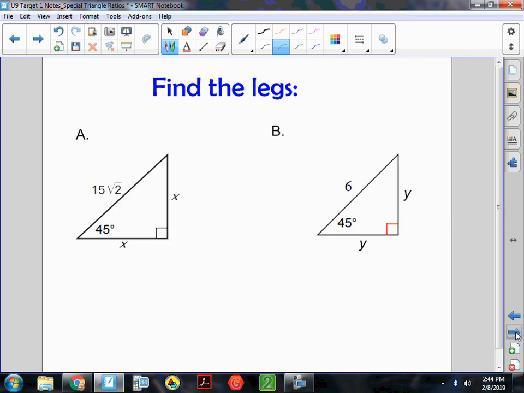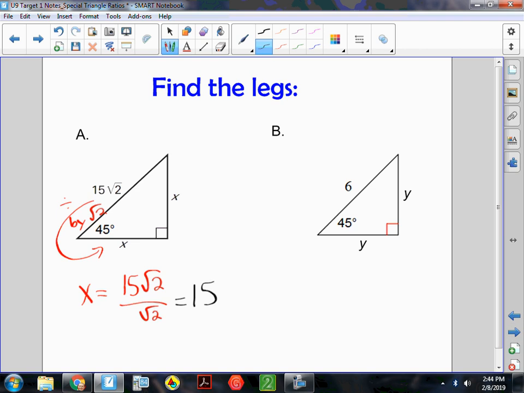A couple more examples: what if I have the hypotenuse and I want to go backwards to find the leg? Well, in order to find the hypotenuse, we multiplied, so what we're going to do is divide by square root 2. So x is going to equal 15 square root of 2 divided by square root of 2. We really want you to do this without a calculator.